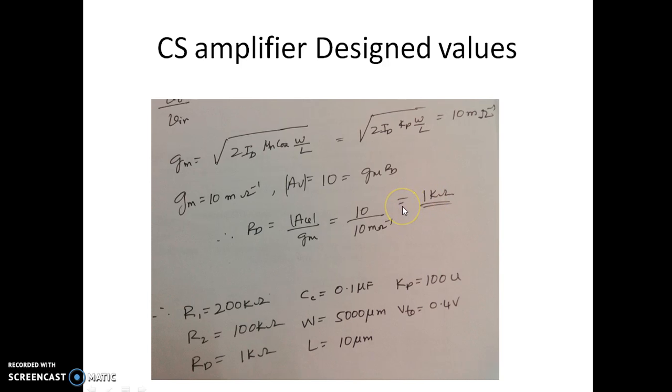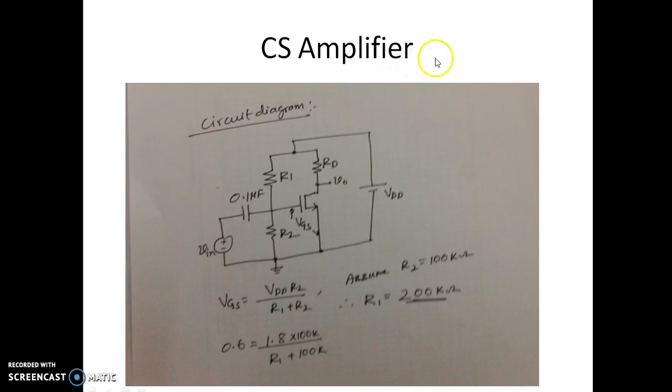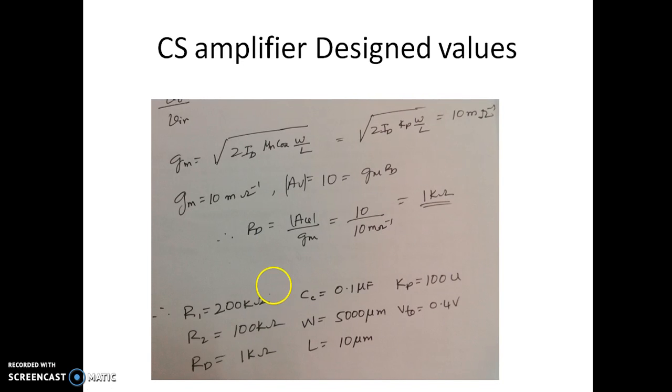This way we can get all the required resistor values for the circuit. So we know the values of R1, R2, RD. R1, R2 are used to get the required VGS, which will give the required drain current of 1 milliampere, and the value of RD is selected such that we get a gain of 10 using the equation. So let us find out what the values of the different resistors are. R1 is 200k, R2 is 100k, and RD is equal to 1 kilo ohm.